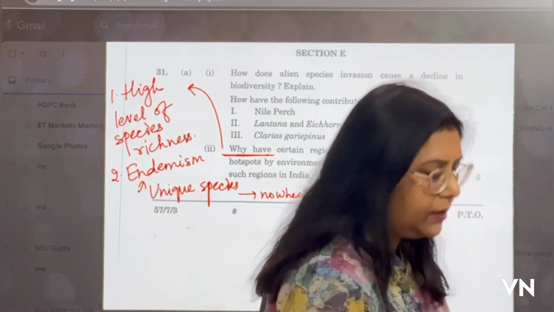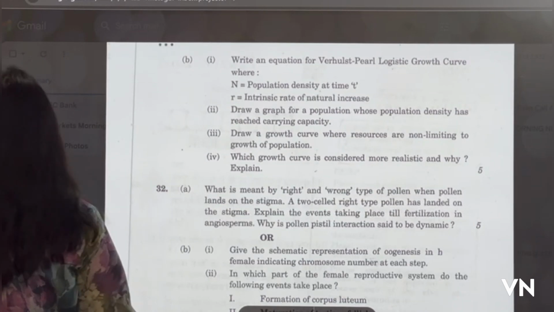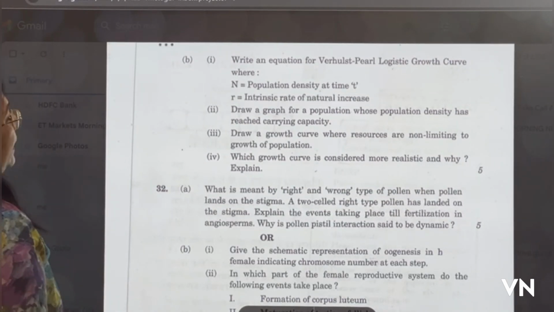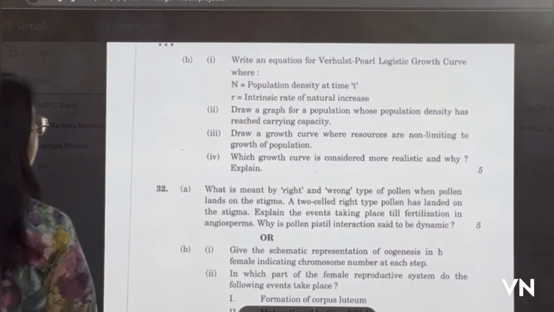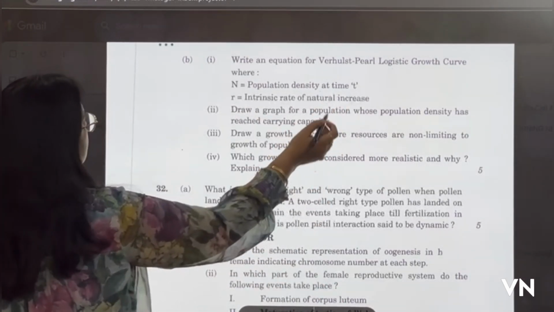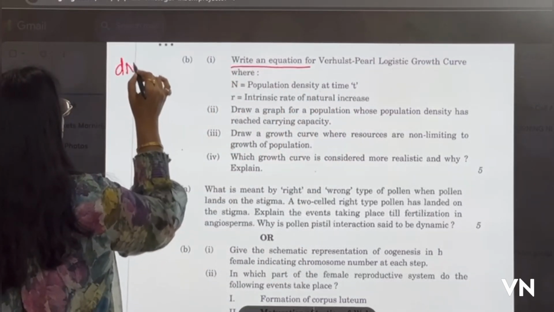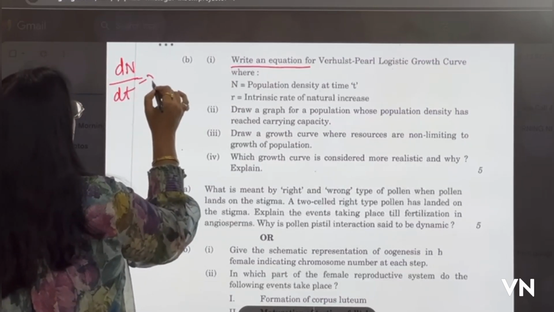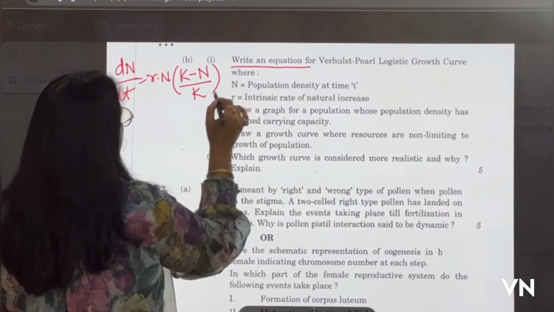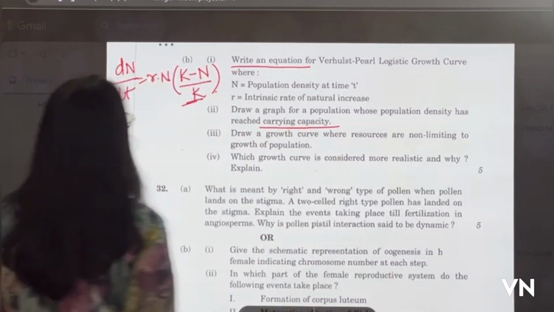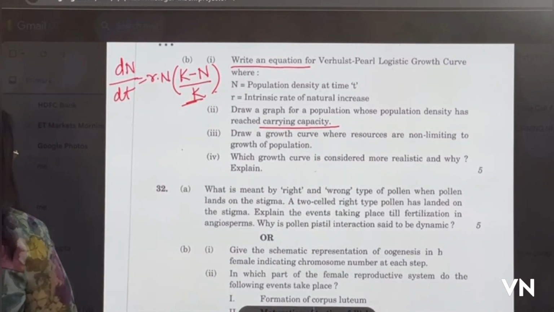Now, the second part is also left. Part B: write an equation for the Verhulst-Pearl logistic growth curve, where N is the population density at time t, r is the intrinsic rate of natural increase. 1 mark for this equation: dN/dt equals rN (K minus N) upon K, where K is the carrying capacity. Second part, draw a graph for a population whose population density has reached carrying capacity.